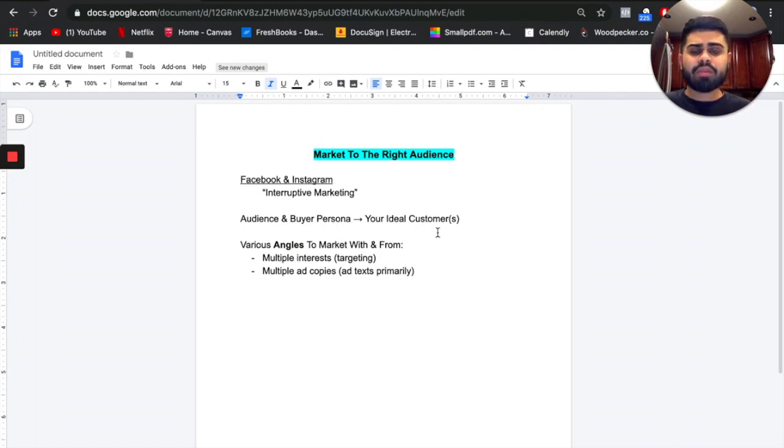Like I said, guys, there are various marketing angles that you want to market with and from. That's why I always suggest using multiple interests when you're cold targeting. Cold targeting, for those of you who don't know, is finding your ideal audience. It takes multiple times for someone to see an ad before they convert, so when you're cold targeting, you want to market to a whole bunch of different audiences.